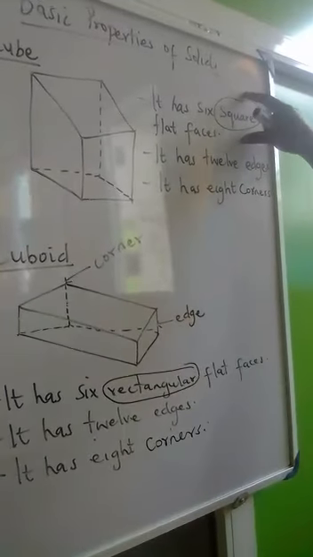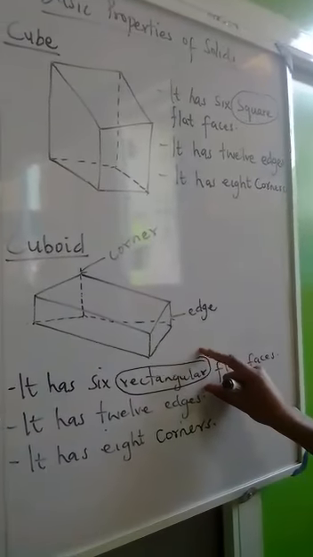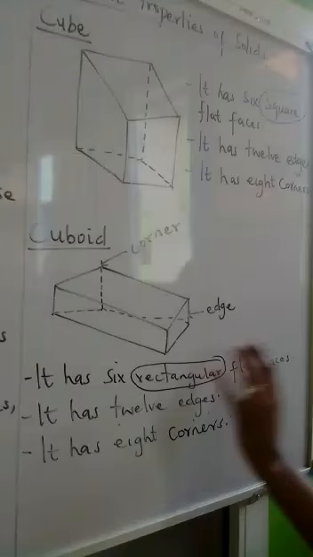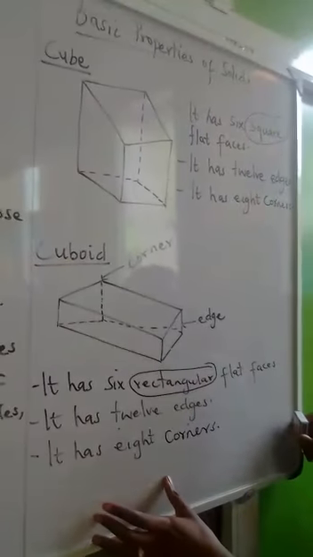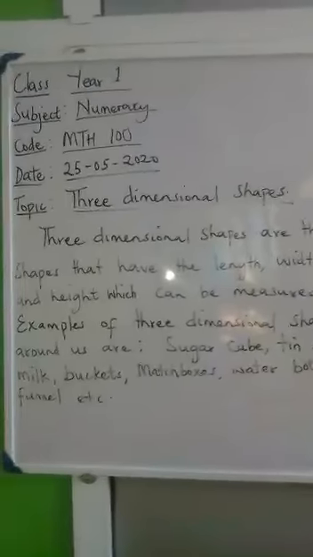A cube has 6 square flat faces, whereas a cuboid has 6 rectangular flat faces. So this is the major difference between a cube and a cuboid. Alright. I hope you do understand the lesson very well.